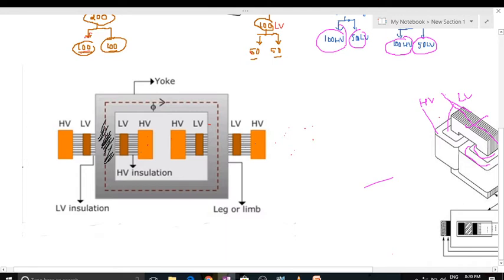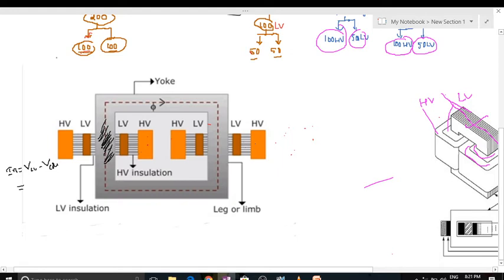How much insulation capacity should we place? There is a formula for the insulation. Insulation requirement is equal to the voltage capacity of LV minus the voltage capacity of the core. The voltage capacity of LV is what I assumed.